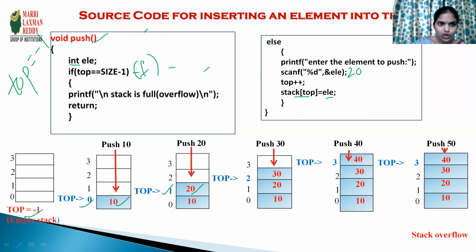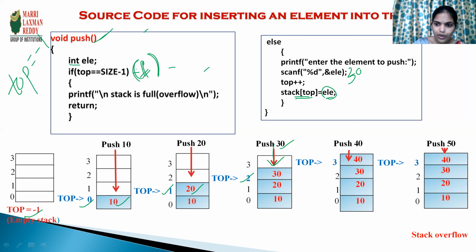Again I'm performing a push operation, that is push 30. So what happens? Again I'm checking the if condition. It is false, because top is not at the last index, that is size minus 1, which is 4 here. It is not at 4, so we don't enter the if statement. We are going for the else part. Here I'm reading the value 30. Top is incremented to 2. Again at stack of 2, I'm inserting the element, that is 30.